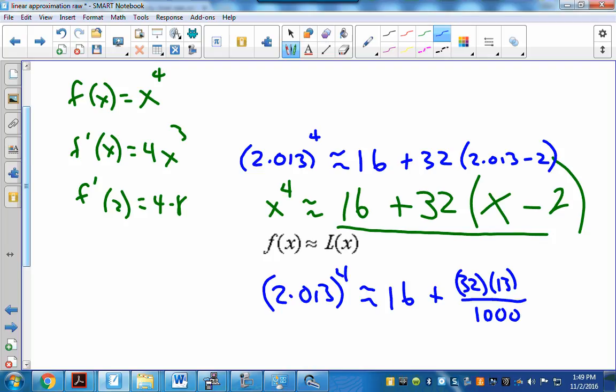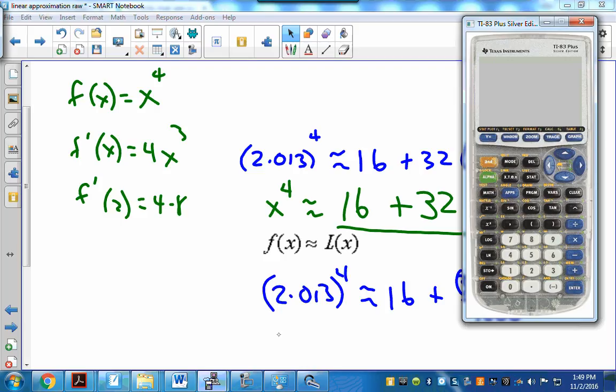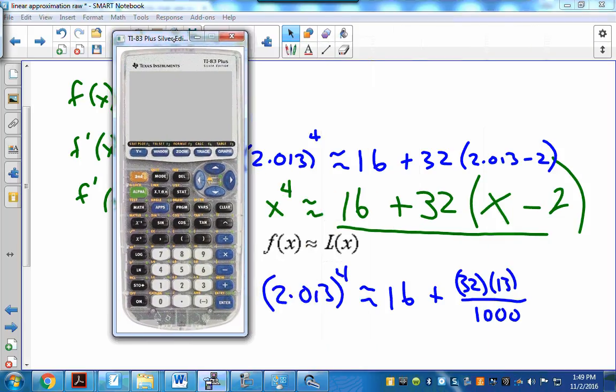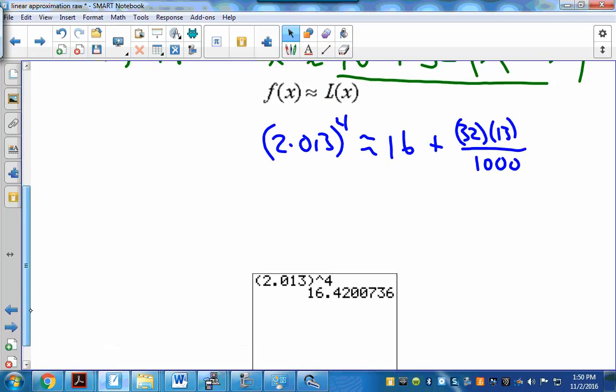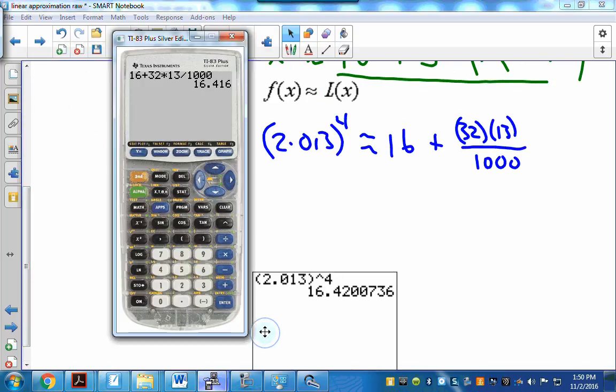Right? And if I want my calculator to add that up for me just so I can get my approximation, according to this tangent line, it's about 16 plus 32 times 13 divided by 1,000. Okay, so there's my approximation. If I actually take that and raise it to the fourth power, I get 16.42. I've got 16.416. So I was close.